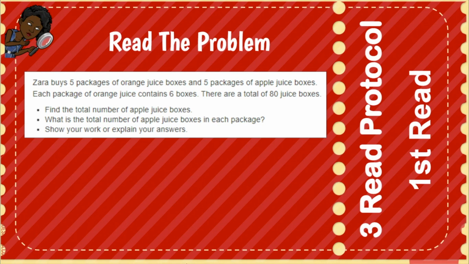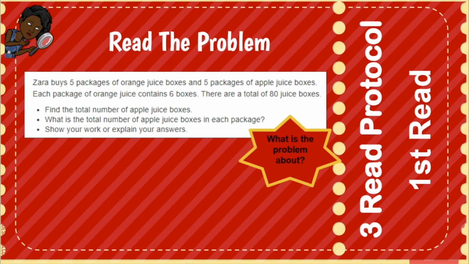Zara buys 5 packages of orange juice boxes and 5 packages of apple juice boxes. Each package of orange juice contains 6 boxes. There are a total of 80 juice boxes. The first bullet says, find the total number of apple juice boxes. The second bullet says, what is the total number of apple juice boxes in each package? And the third bullet wants you to show your work or explain your answers.